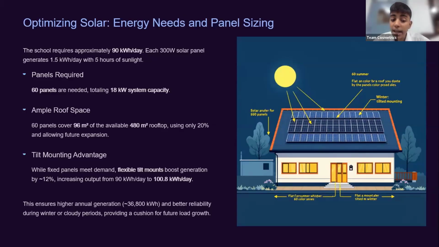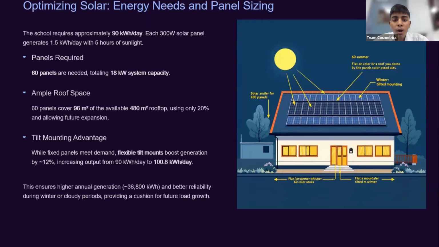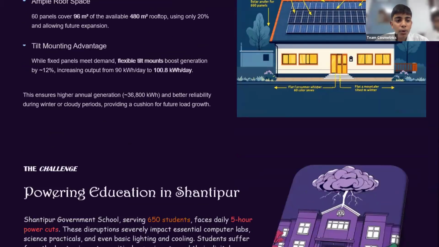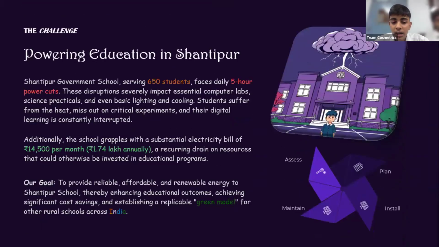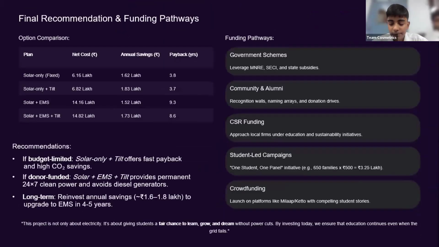Now, this will ensure higher generation, that is up to 36,800 kilowatts, and better reliability in winters and monsoon seasons when the sun is not really that high and we are not able to extract that much power or energy. Now, moving ahead to explain more about this powering, I would like to call Parth.